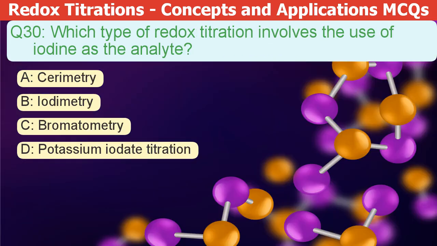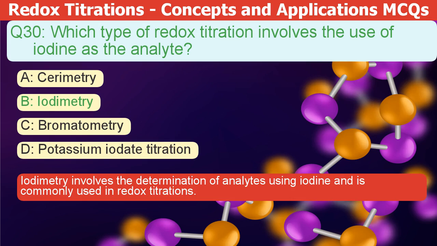Which type of redox titration involves the use of iodine as the analyte? A. Cerimetry. B. Iodimetry. C. Bromatometry. D. Potassium iodate titration. The correct answer is B. Iodimetry involves the determination of analytes using iodine and is commonly used in redox titrations.